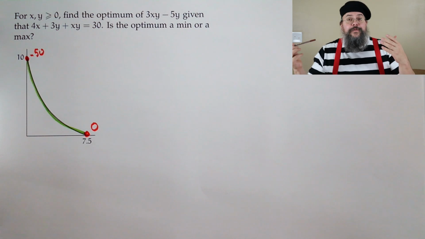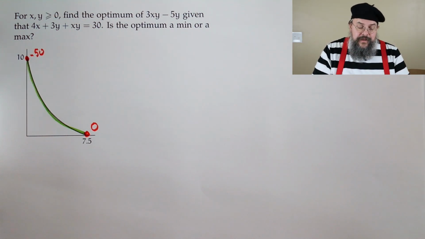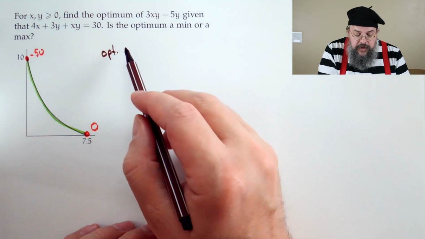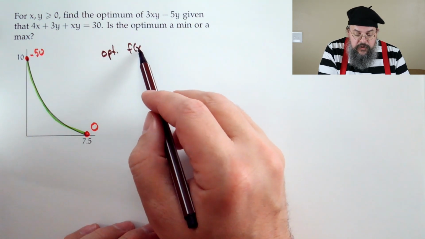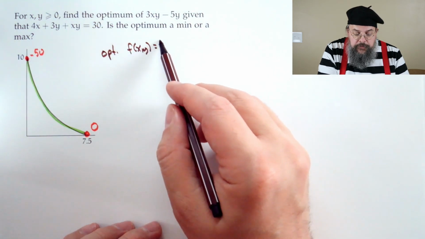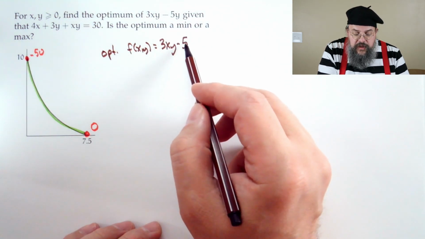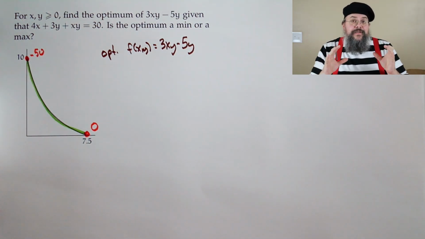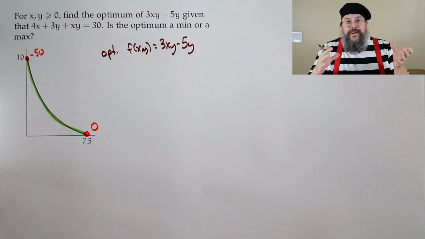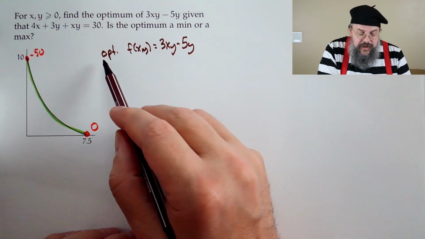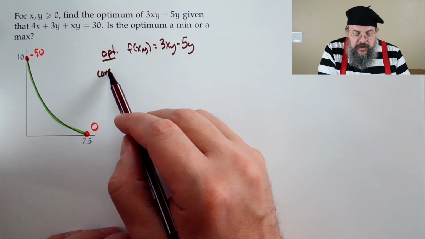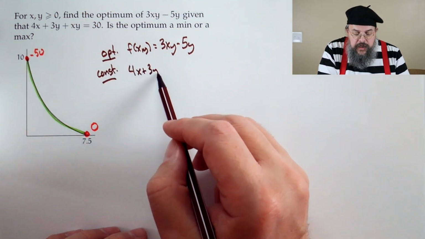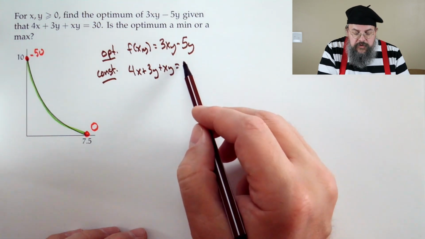Well, what are things we're optimizing? What's our constraint? The thing we're optimizing, well, that's pretty easy. It tells us optimize this function, 3xy minus 5y. We can kind of also tell it's what we're trying to optimize because it's not our constraint. Our constraint is pretty easy to identify most of the time. It's some function equal to a constant. So our constraint is what? Well, this 4x plus 3y plus xy equals 30.